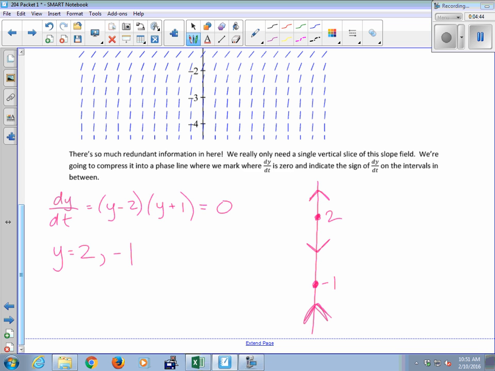2 is not a node. What is 2? 2 is a source because everything goes away from it. So 2 we label a source because everything is going away. Both arrows point away, so it's a source. And then negative 1, everything is going towards it. So that's a sink. So the difference between a source and a node: in a node, one side goes away and one side goes towards.